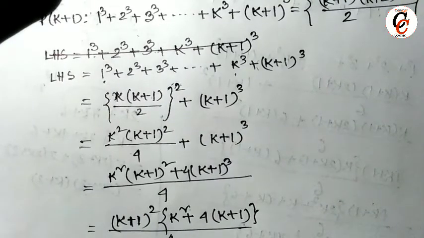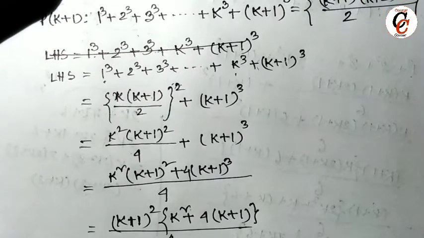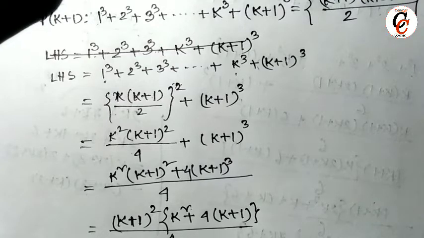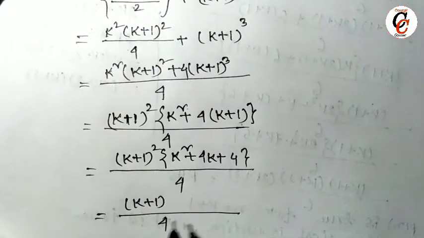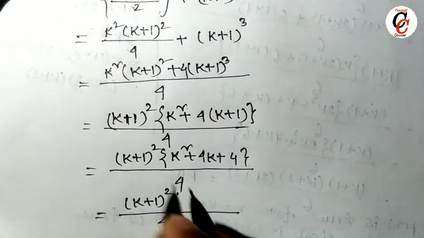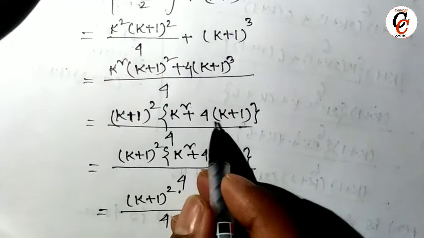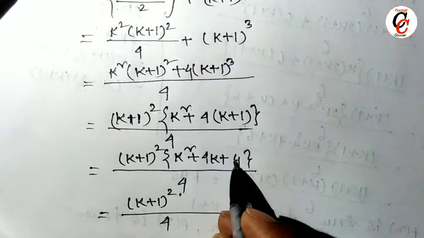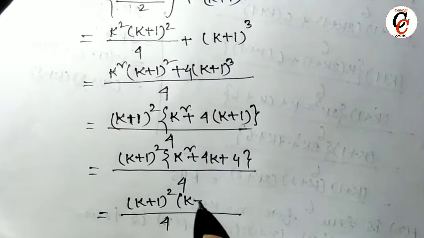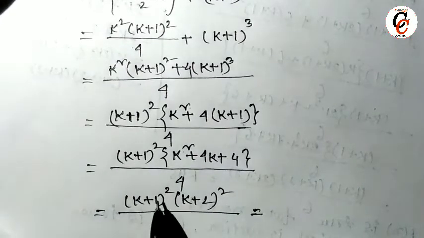So 4 into (k plus 1) whole square, k plus 1 whole square, here it is broken: k square plus 4k plus 4. Now k square plus 4k plus 4 is nothing but (k plus 2) whole square. So (k plus 1) whole square, (k plus 2) whole square, and this can be written as 2 square.